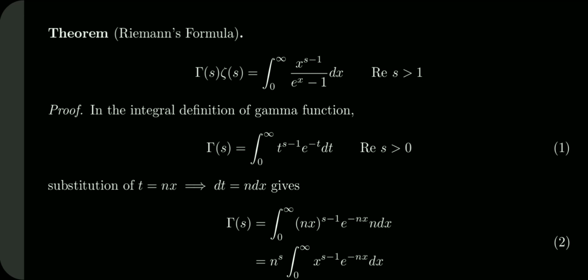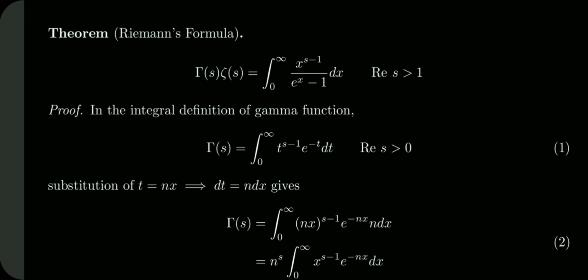So let's start the proof. We start the proof by taking Euler's integral definition of the gamma function. In the integral definition of the gamma function, that is gamma of s is equal to an integral from 0 to infinity of t to the s minus 1 times e to the minus t dt, where the real part of s is greater than 0. Again, this is our convergence condition for Euler's definition of the gamma function.